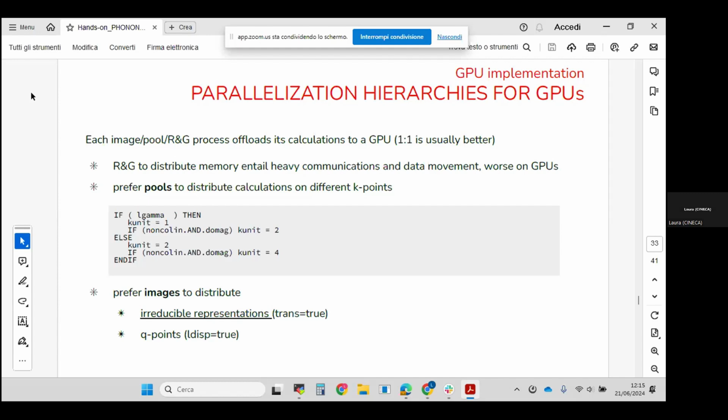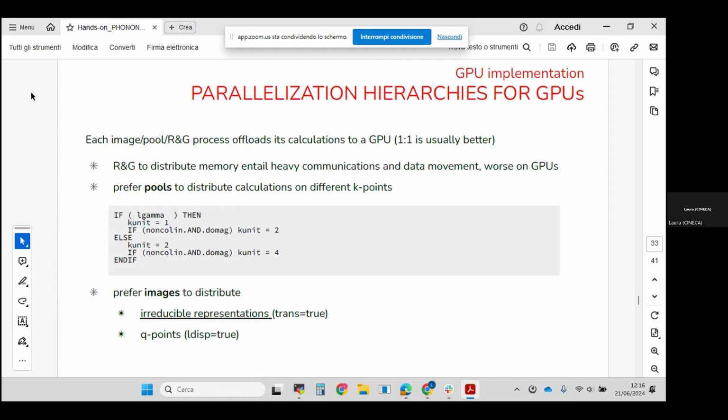In general, for a gamma calculation, a calculation at the gamma point, the number of pools is at maximum equal to the number of K points, unless the calculation is a non-collinear or magnetic system, where, to spare some computation, each pool can compute at minimum 2 K points. So the maximum number of pools is equal to the number of K points divided by 2.